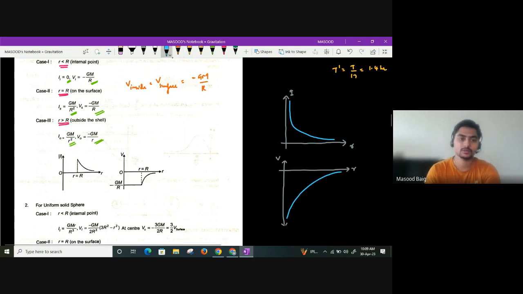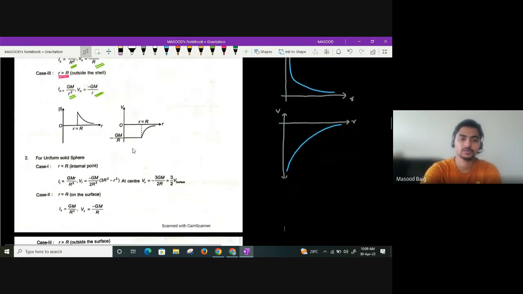Clear, all of you? For a spherical shell, inside no field, on the surface GM by R square, external to the surface GM by small r square. For a spherical shell, inside, potential everywhere will remain constant, which is minus GM divided by capital R, equal to potential at the surface. Potential outside will be minus GM divided by small r. These will be the variations for field and potential for a spherical shell.